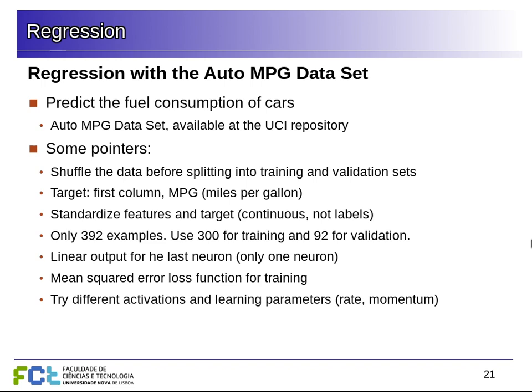This is derived from this dataset that you can find at the UCI repository. I took out the categorical features and cleaned up the data a bit. But the idea is that you're going to shuffle the data before splitting into training and validation. The target value is the first column, which is the number of miles per gallon the car can do. Standardize the features and the target.